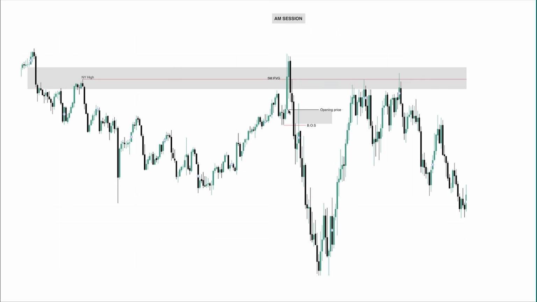We have the opening price at 9:30 here. What do we see? We see price trade higher, which is the opposing move, which is against our intended direction. So we see price trade higher into a 5-minute fair value gap, trades into a New York session high, and that is a key liquidity point because that's a session high.